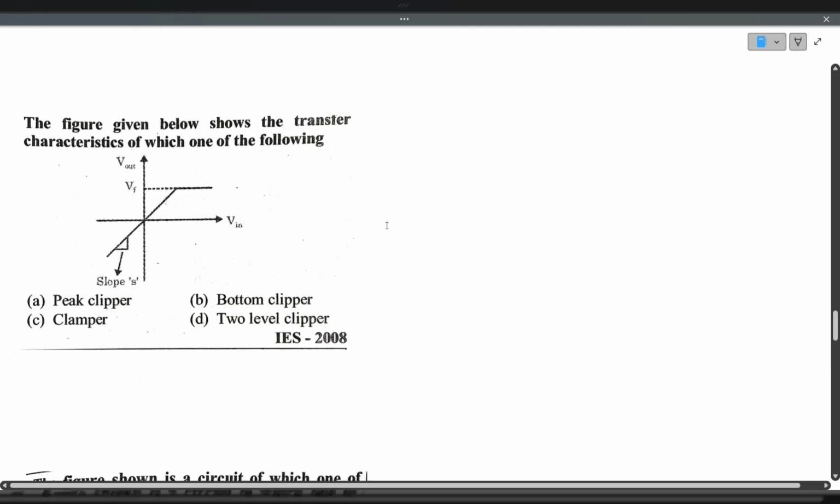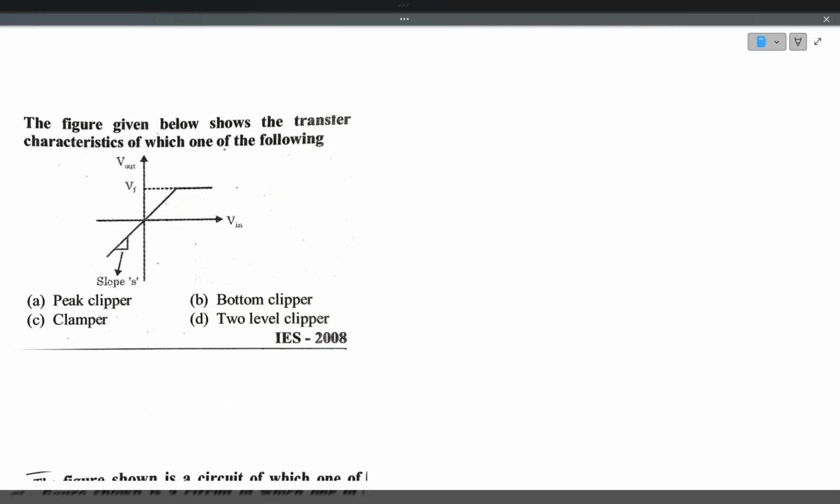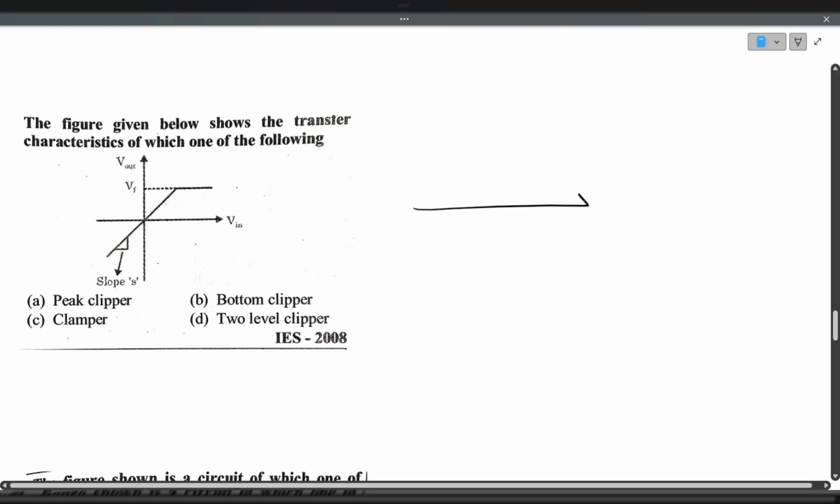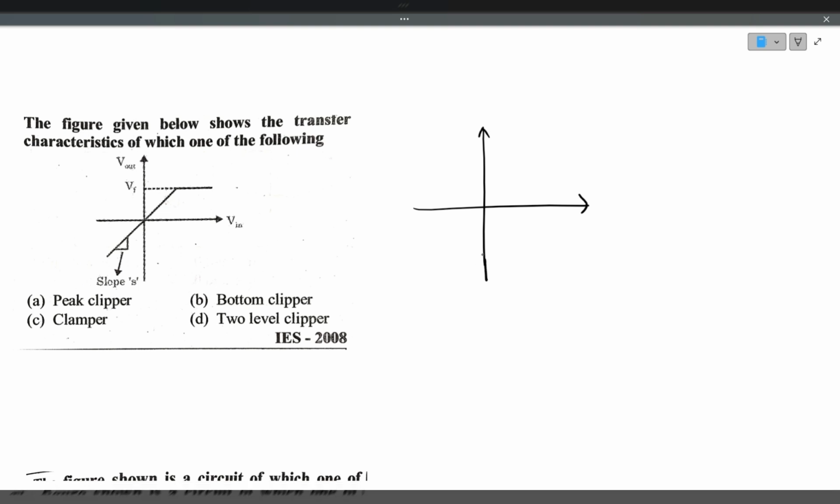Now, the figure shown below shows the transfer characteristics of which one of the following. Same question we have seen in the beginning also. So the output must be a positive clipper. Here I would like to draw this. How will the output voltage look? It will look like this. The positive portion will be clipped off. Output will be like this. This is nothing but a peak clipper. Okay. So the answer is option A.